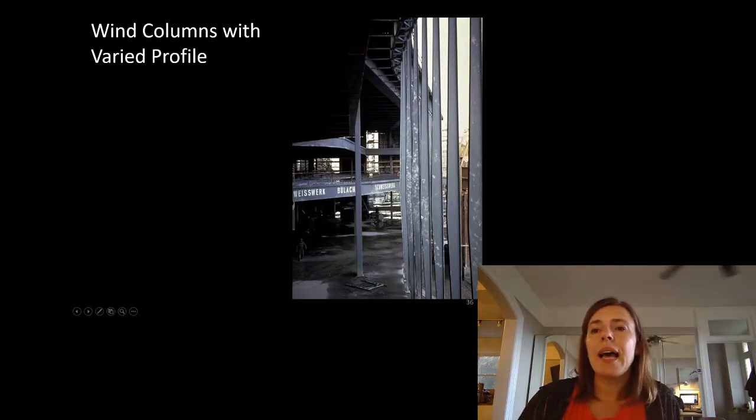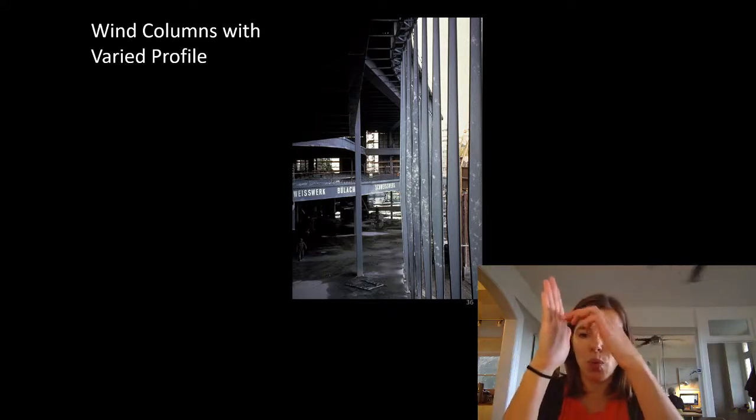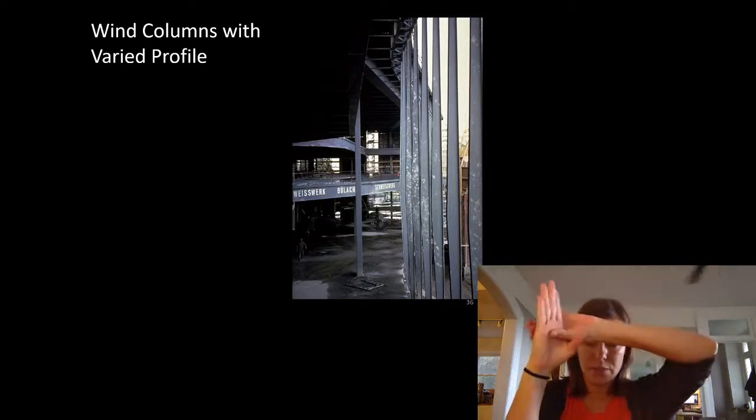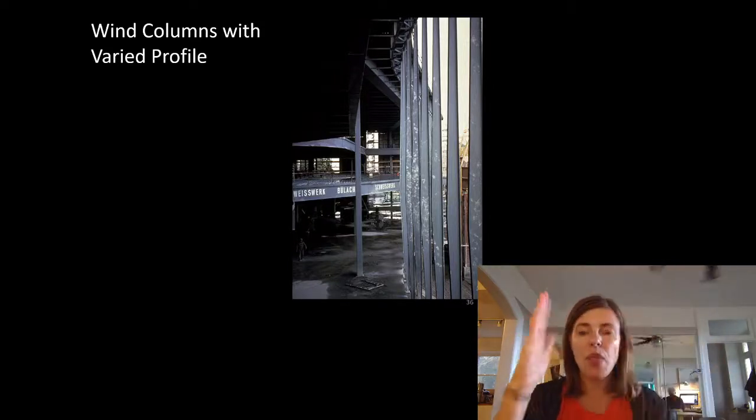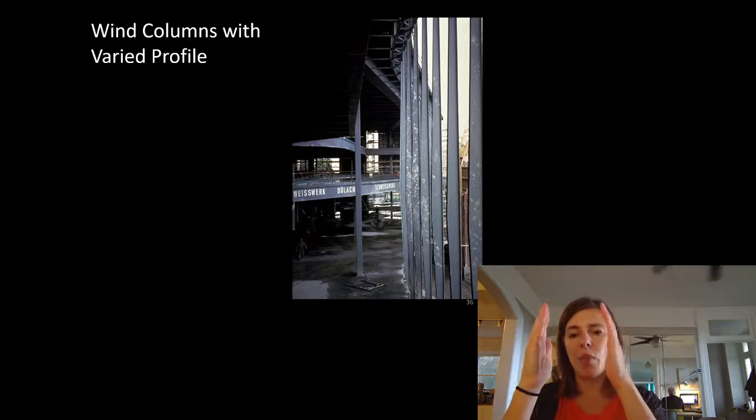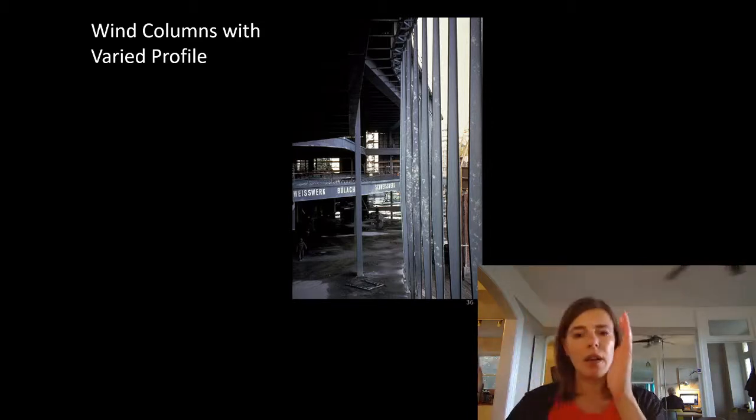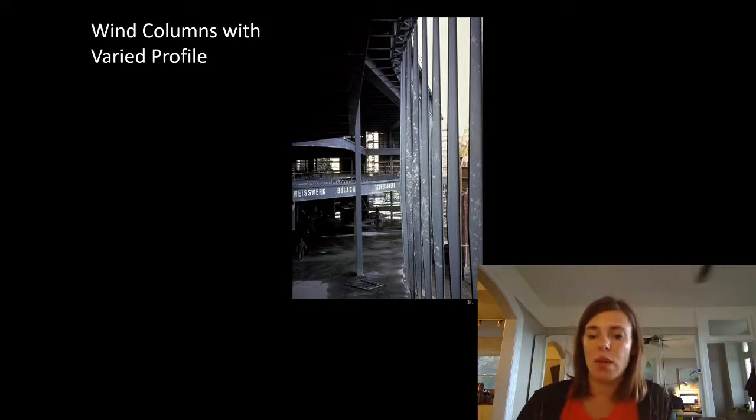Wind columns that have a tapered profile. These ones are in bending, and so where they're doing the most work is the middle of them. And so that's where the depth is the biggest. And we're going to learn over the next term and a half that depth is the best way to deal with bending.